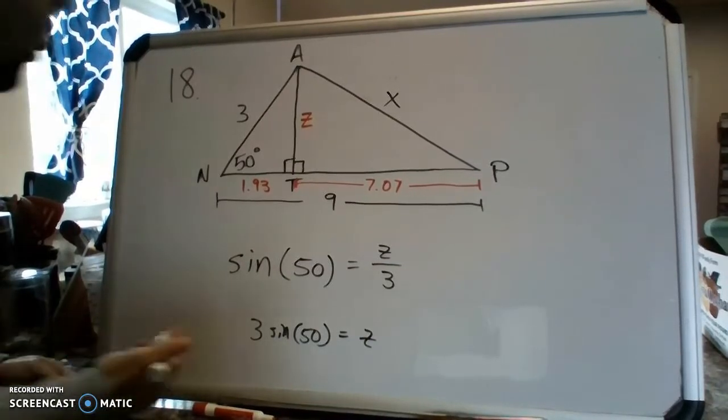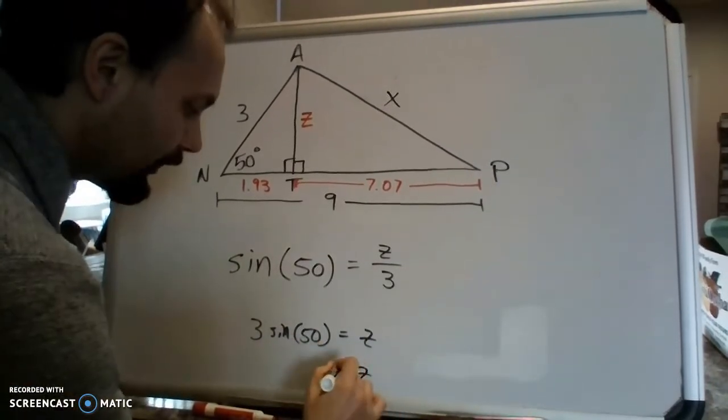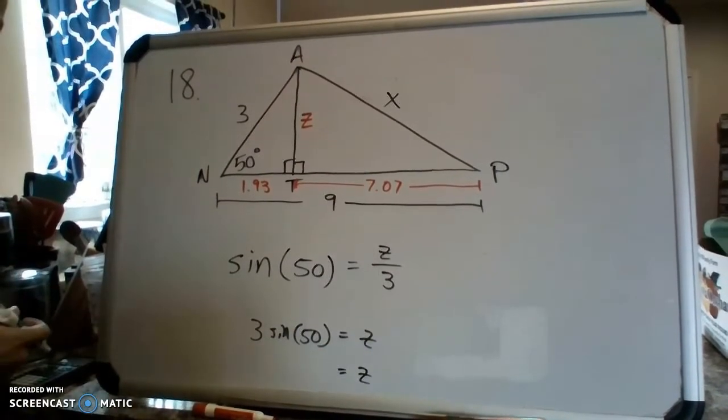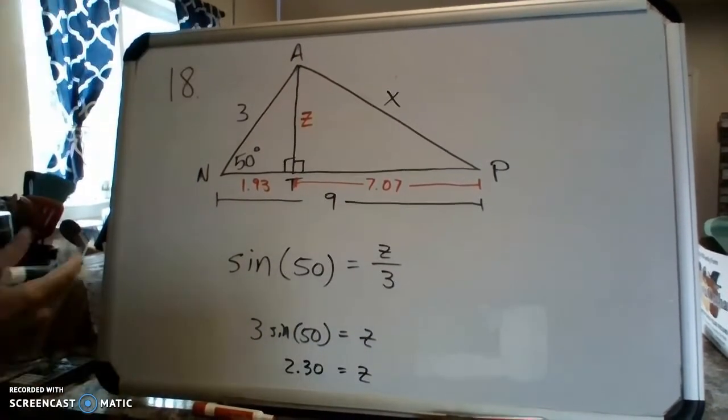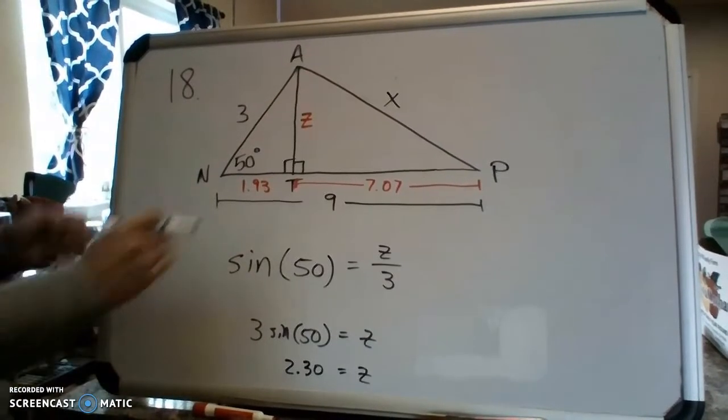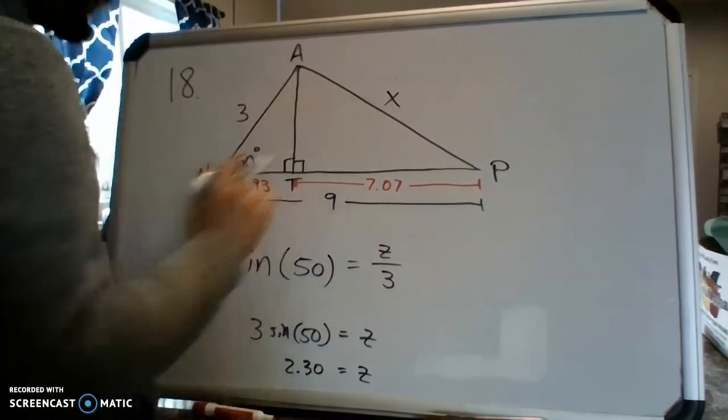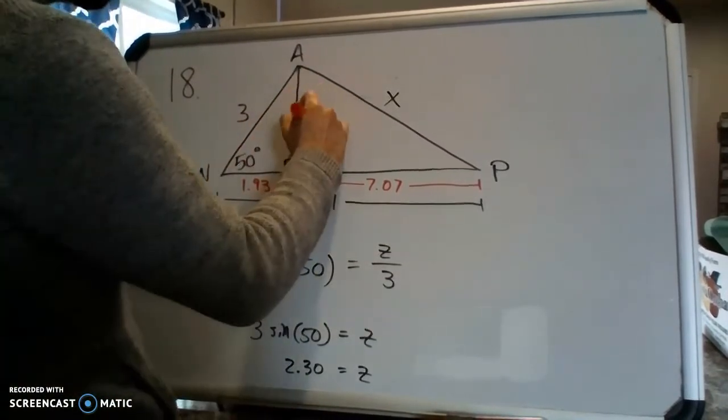All right, so let's get that value. That comes out to be 2.3. And if we round it off to 2 decimal places, it actually comes out to be 2.3 regardless, even if I round it off to 2 decimal places. So this side comes out to be 2.30.